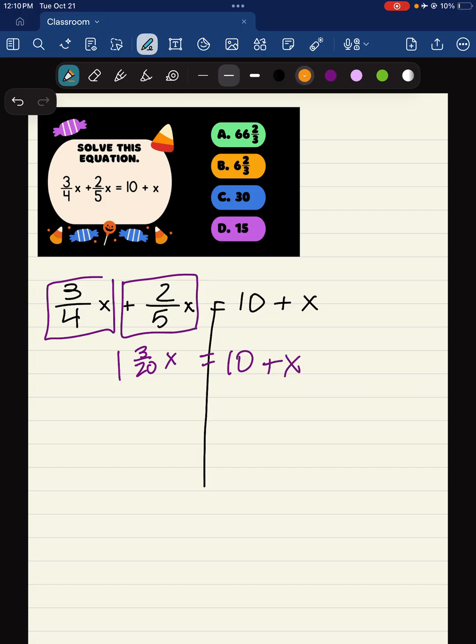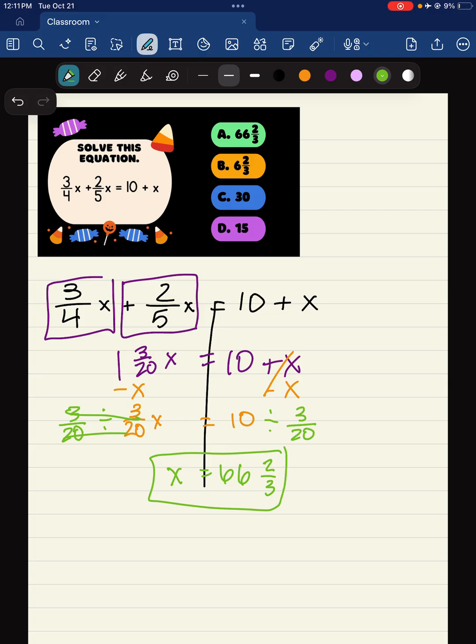So next step, we've got to get all of our x's on the same side. So we're going to subtract an x over here and an x over here. That cancels. So we'd have 3 over 20x equals 10. And how do I get x by itself? We are going to divide by 3 over 20, and that cancels. And what I do to the left, I must do to the right. So x equals 66 and 2/3. So that would be my correct answer there. 66 and 2/3. So A.